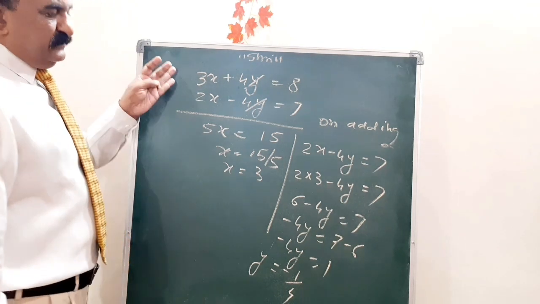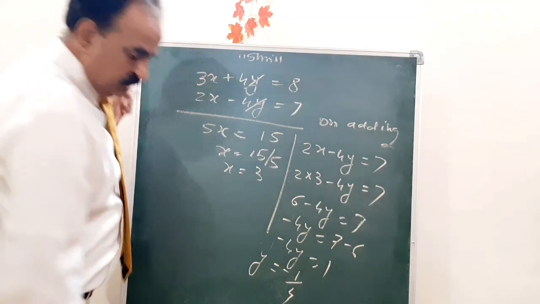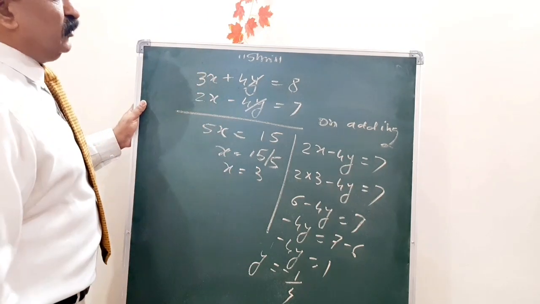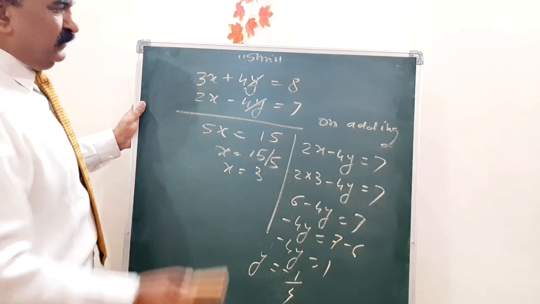Okay. These are the equations in two variables. Now this method is called the method of elimination. Okay. Let us see.